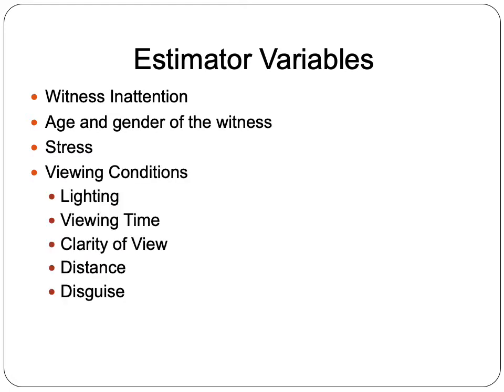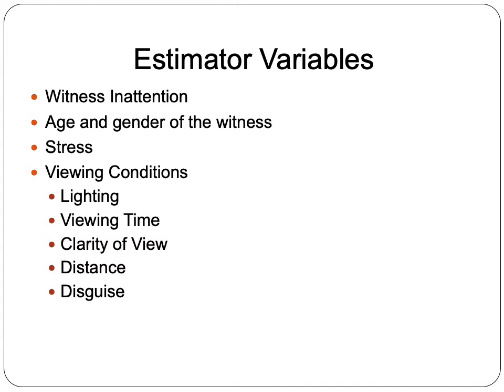And then also viewing conditions. The lighting might be bad. Viewing time. If you only see someone for half a second, it's not going to be great. The clarity of your view, the distance, if there's a disguise present, all of those things are all under viewing conditions that are probably less than ideal when you're the witness to a crime.